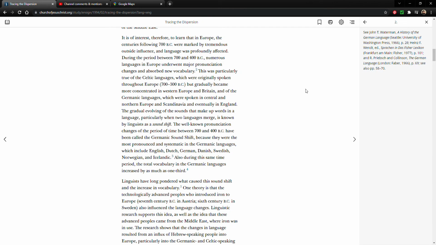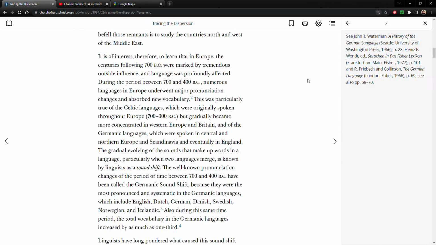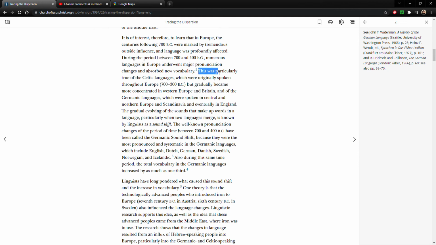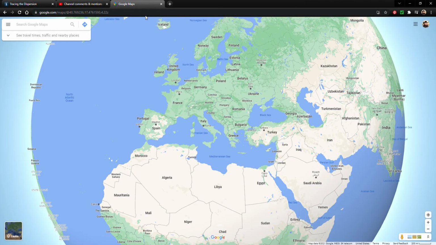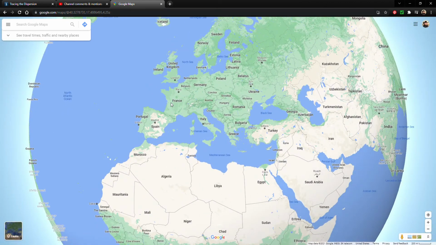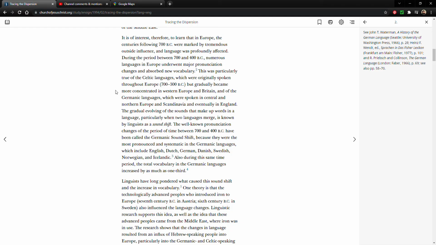What does footnote 2 say? Of course, I have to zoom in. That just has references if you want to go check that out. This was particularly true of the Celtic languages, which were originally spoken throughout Europe, 700 to 300 BC. And remember, a lot of times we associate the Celts with Ireland, but the Celts were actually all throughout Europe, I believe, not just in Ireland. So don't make that mistake if that's where you think the Celts are from. They were originally spoken throughout Europe, 700 to 300 BC, but gradually became more concentrated in Western Europe and Britain.